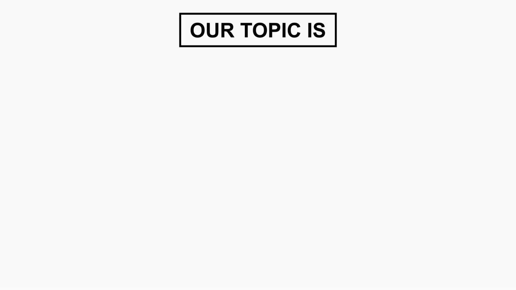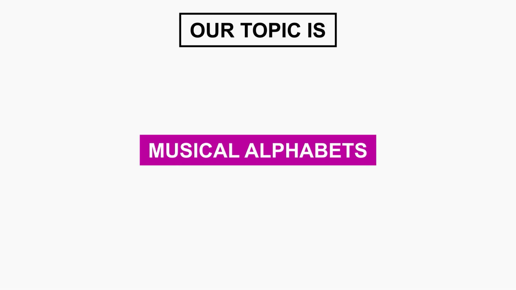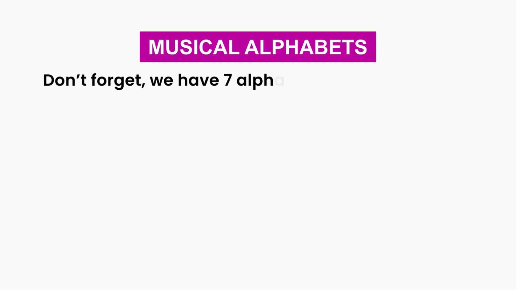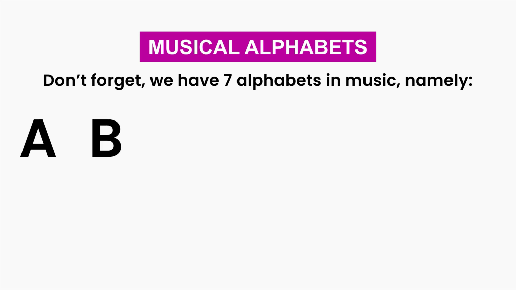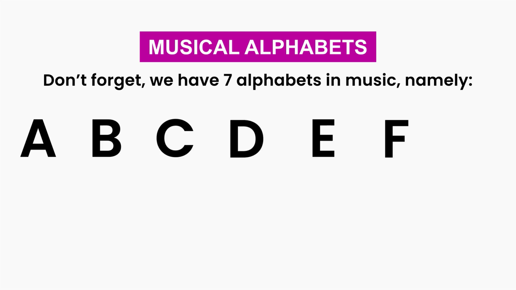In today's class, our topic is the musical alphabet. Don't forget, we have 7 alphabets in music, namely A, B, C, D, E, F, G.